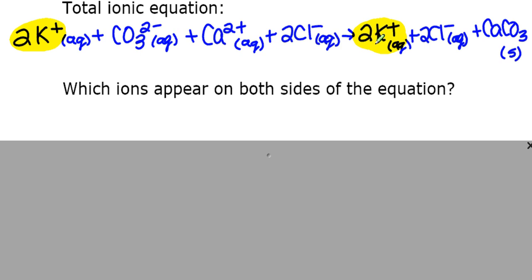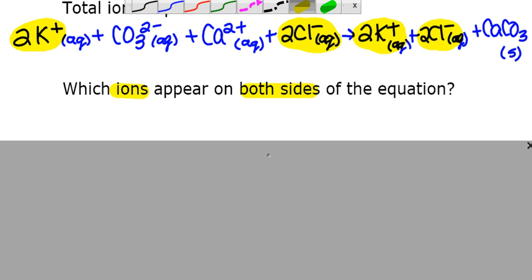Anything else common on both sides when we take a look? You should be able to see there's chloride ions and there's chloride ions. So the ions on both sides of the equation are the ones that are in yellow there.